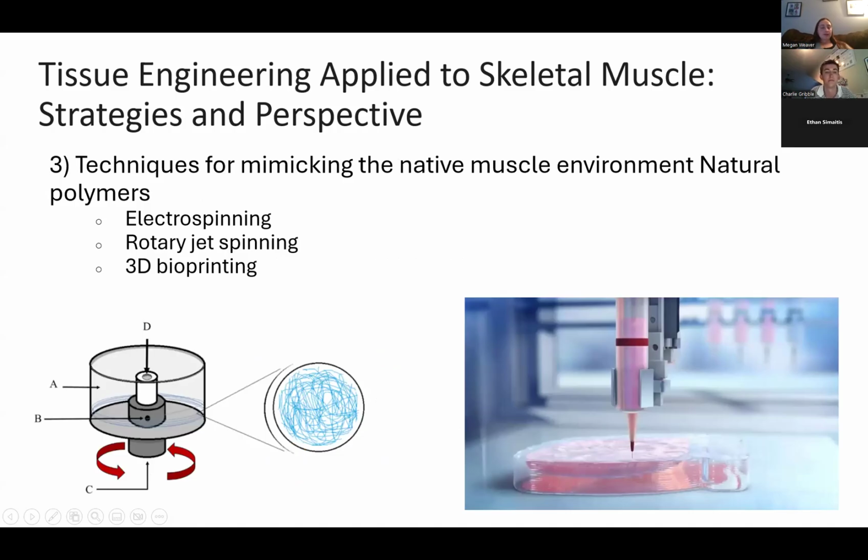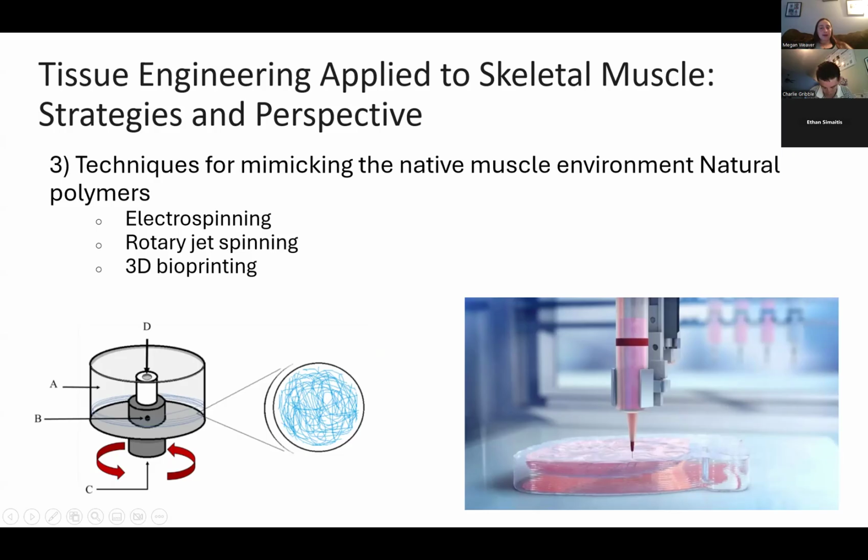We can also look for techniques for mimicking the muscle environment. We can use electrospinning, which creates thin, aligned fibers like spaghetti that guide muscle cells to grow in straight lines, just like real muscles. We can use rotary jet spinning, a fast version of fiber production that makes aligned structures. It's good for making large amounts of scaffold quickly.